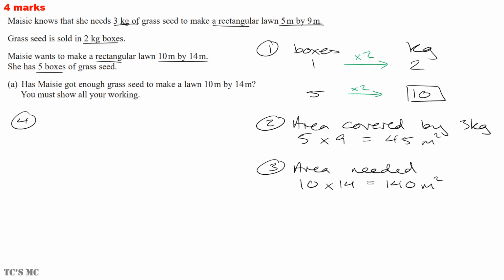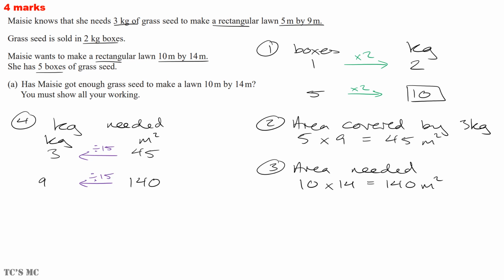Step 4, we need to work out the amount of kilograms needed. So we have kilograms and square meters. We know that 3 kilograms covers 45 square meters. We want to know how many kilograms are needed to cover 140 square meters. To go from 45 to 3, we need to divide by 15. Do the same over here.